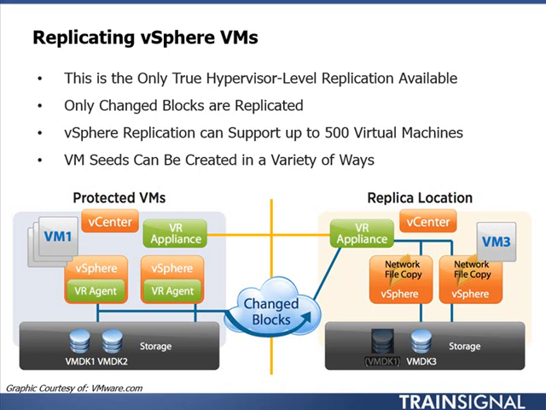How it works is it replicates just the blocks that have changed in each of the virtual machine's virtual disk files. It can support up to 500 virtual machines, so it may or may not be a solution for a large enterprise. And you can create the virtual machine seeds, which is the initial virtual machine replication done for each new virtual machine that's replicated, in a variety of different ways. Of course, that virtual machine seed, or that first replicated copy of the virtual machine, is going to be very large as compared to just the changed blocks that would be replicated later.